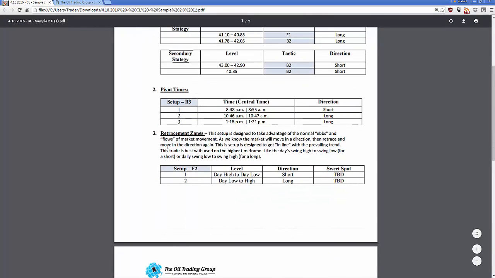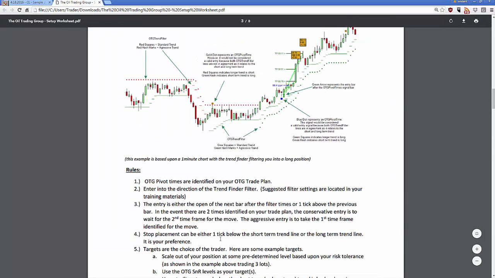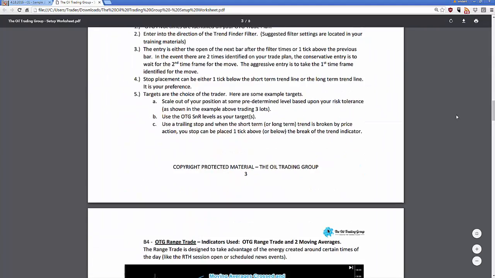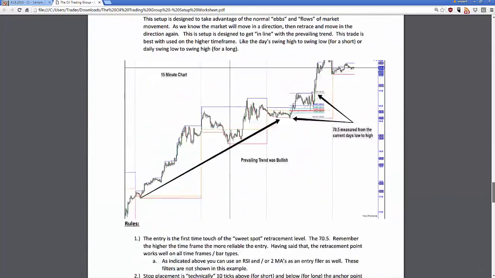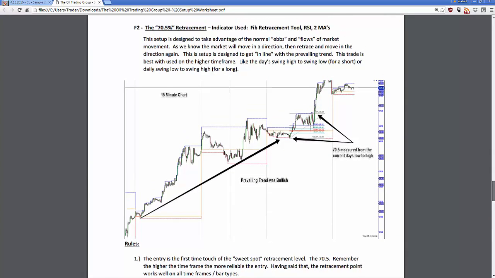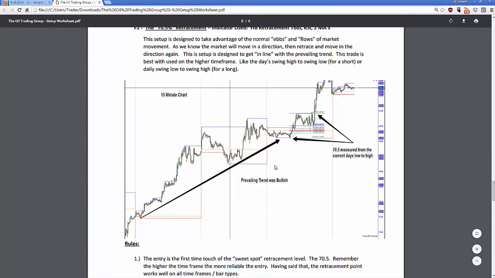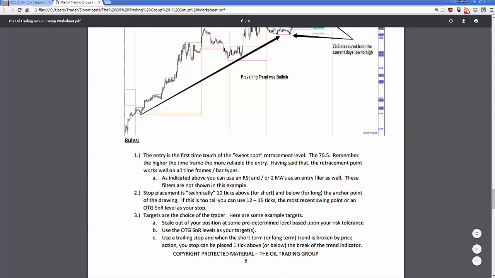Now, we have our retracement zones, right, that we look at. These are measured from the day's high to low. This has higher time frames, smaller time frames work. But the setup here is the F2. So you go over to your trade plan cheat sheet and you come down to F2, which is the trade plan 70.5 retracement. And this gives you a chart. It gives you a brief description of the setup, a chart example, and the rules.